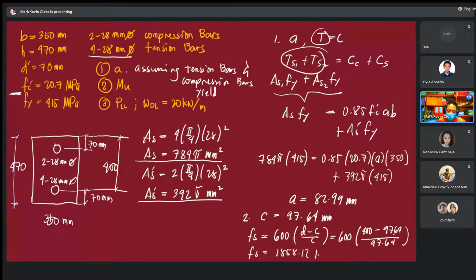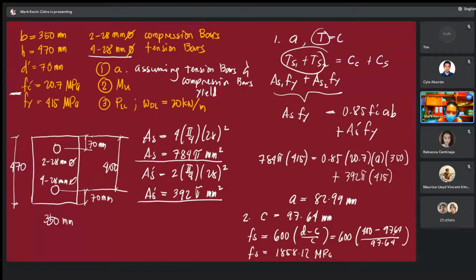1858.12. This is in megapascal. So indeed, since Fs is greater than Fy, we are correct to assume that the steel in tension will yield. Okay? Fs, 415, is greater than Fy. So it really yields. You also have to check whether the steel in compression really yields.